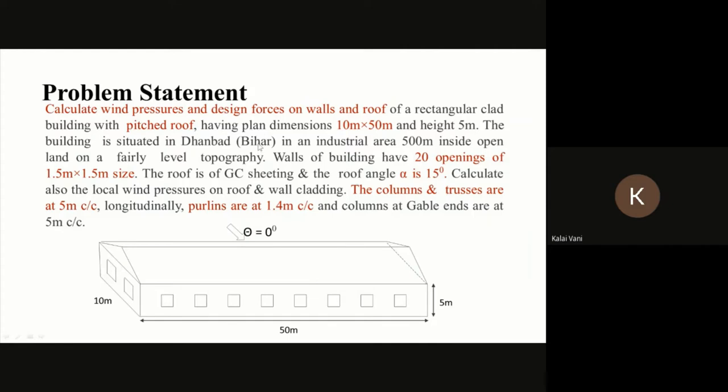wind speed, basic wind speed. So Bihar, the same Bihar you could not find in your code book, but Patna, the capital of Bihar, will be there in your code book. From that, you can find your wind speed. So it is an industrial area having 500 meter inside open land.